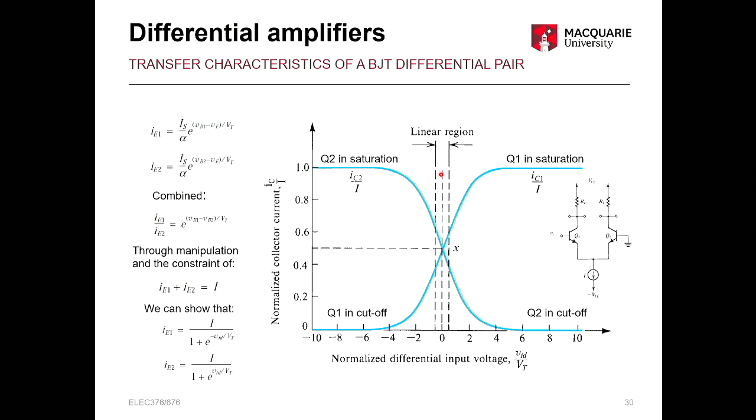If we want to stay in this linear region, then we're going to keep our differential input to around 0.5 VT, so half the thermal voltage. It's just 12.5 millivolts either side, okay? That way you know you're maintaining linear amplification.